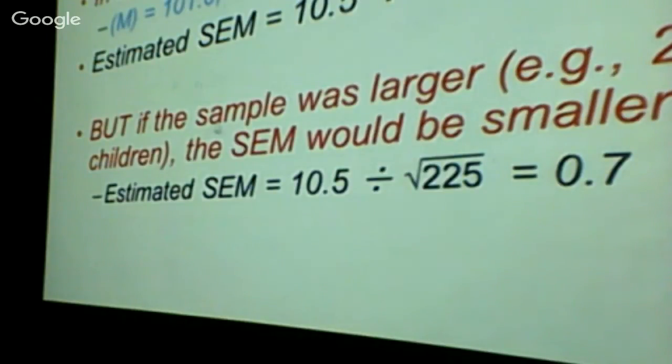Keep in mind now, if my sample were larger, grammatically it's "were larger," right? If my sample were larger, 225 versus 25, my SEM would be much smaller: 10.5 divided by the square root of 225, or 0.7. So clearly, a larger sample gives me a more accurate estimate of whether or not my sample came from this magical universe. All right, so put that away for a second.